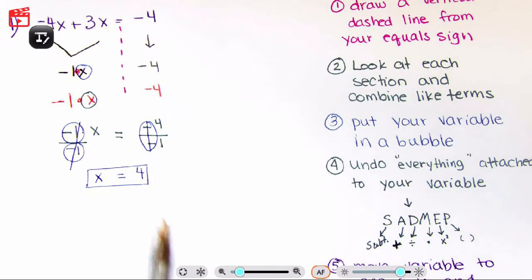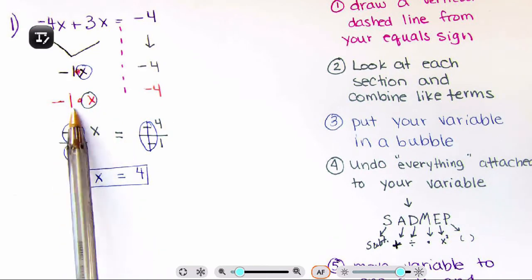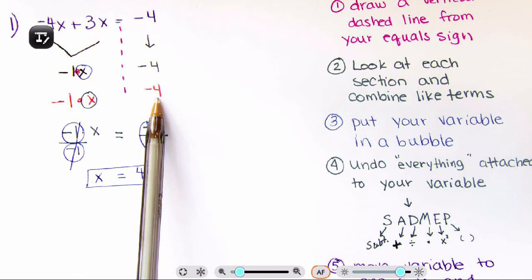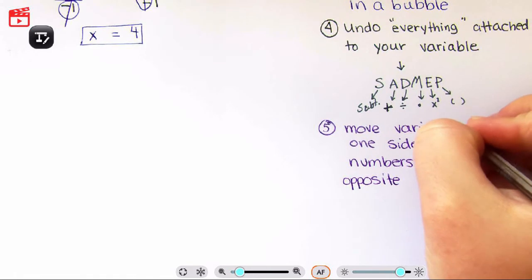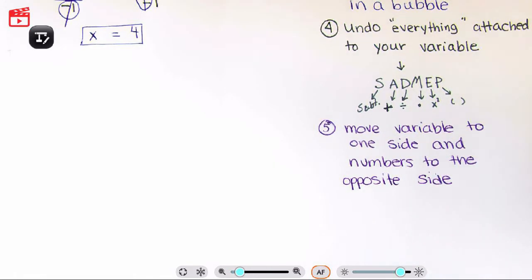So what that means is, here's my variable, it's on one side. So my number without a variable has to be on the opposite side. So move the variable, and I'm going to say variable because it's going to be one type of variable, to one side and the numbers to the opposite side.